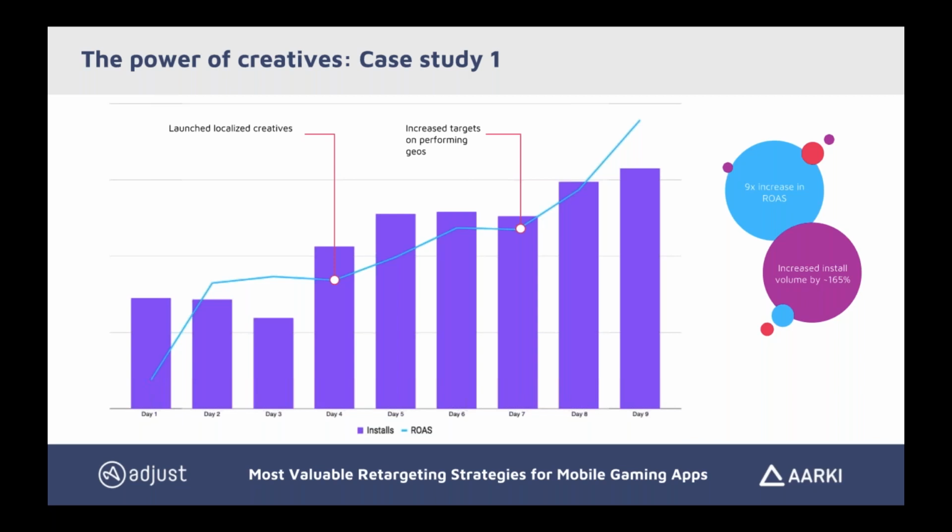And then we were able to track the performance of these creatives, track the performance of localization in the geos, and additionally identify the best performing geos and increase targets for them. And as you can see, installs increase, but not only do installs increase, we're actually able to continue an upward trajectory on the return on ad spend as well, even though we were growing in volume so significantly.